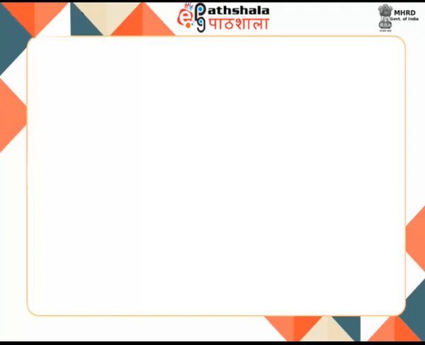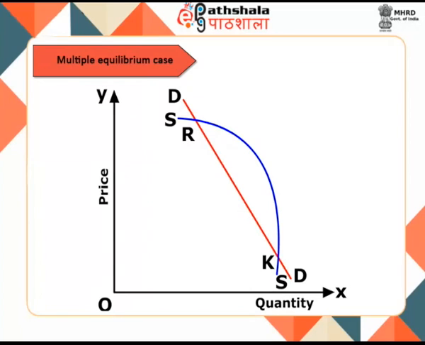For example, multiple equilibria arise when a negatively sloping demand curve is intersected by a backward bending supply curve at more than one point, as shown in the figure. Supply curve SS intersects demand curve DD at points R and K, yielding multiple equilibria. The cases of multiple equilibria are, however, rare and not of much practical importance.